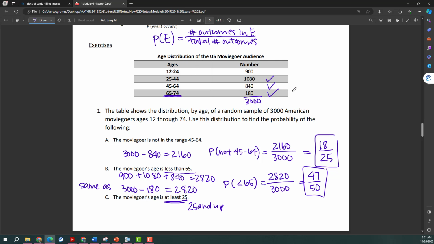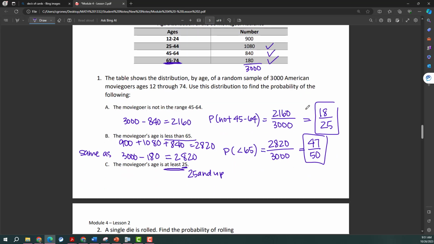So we can add those three up, or we can subtract 3,000 minus 900. So let me write it out. 1,080 plus 840 plus 180, same as 3,000 minus 900 equals 2,100. So the probability of at least 25 equals, we have 2,100 out of those 3,000 people. And that reduces down to 7 over 10.